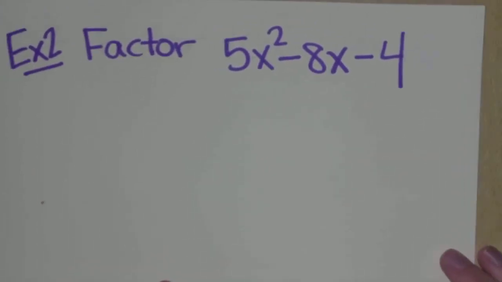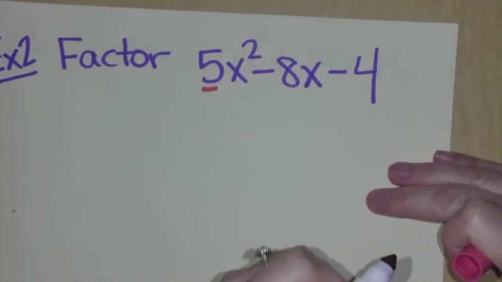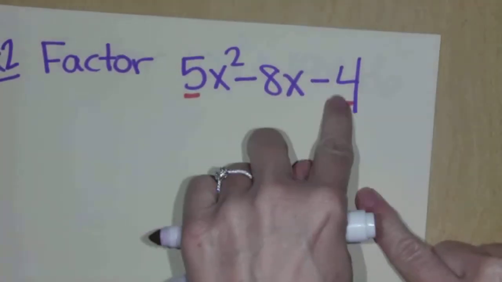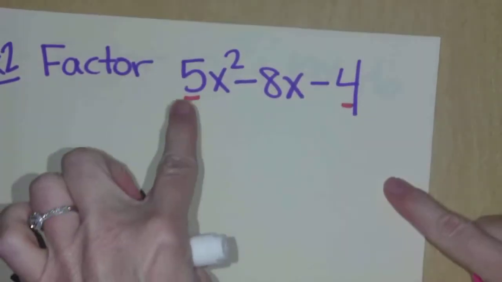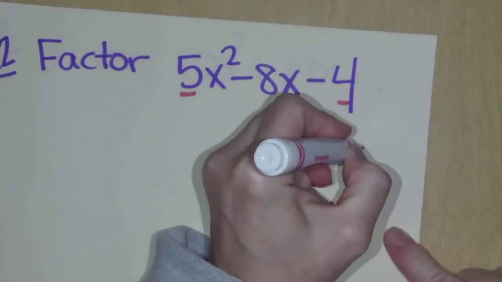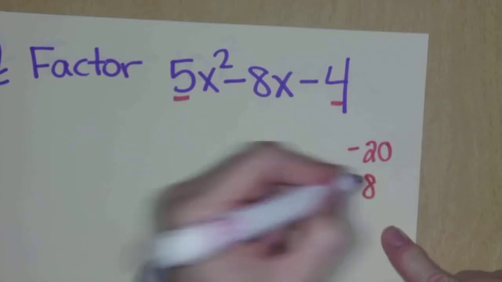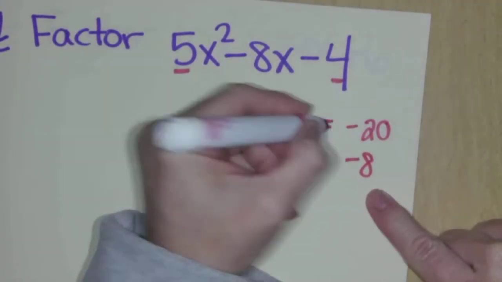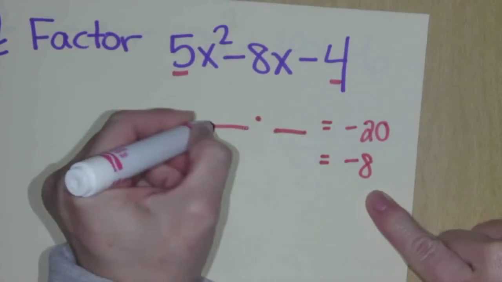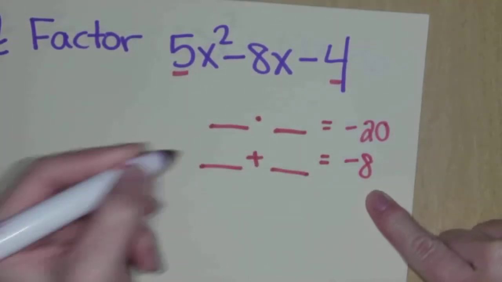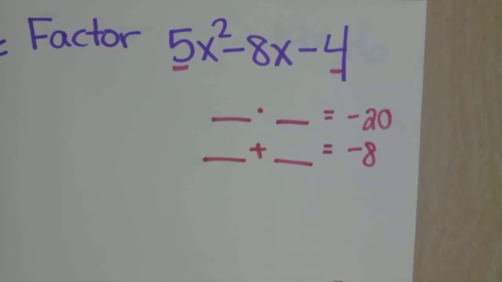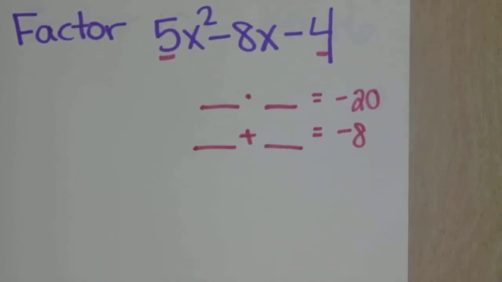Oh boy, we got a lot of minuses here. So we're going to factor 5x squared minus 8x minus 4. Okay, so we're going to multiply the 5 times the negative 4. And you do want to keep the sign true to the number, negative 4. 5 times negative 4 is negative 20. And I'm going to bring the middle right underneath it, which is negative 8. So I am looking for two numbers whose product is negative 20, but whose sum is negative 8.